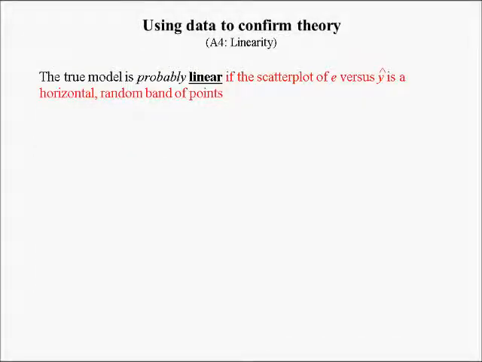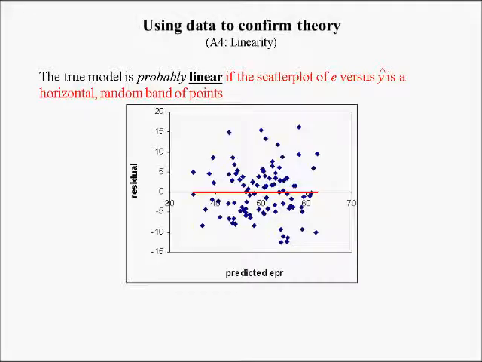Now, the true model is probably linear if the scatter plot of the residual versus the predicted value of y is a horizontal random band of points. And here we have the residual. I've already shown you this diagram. We have the residual versus the predicted value of the employment-population ratio. And I fit a line, a curve, to this scatter plot, and it's flat.